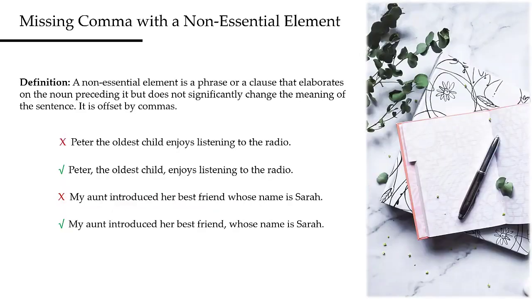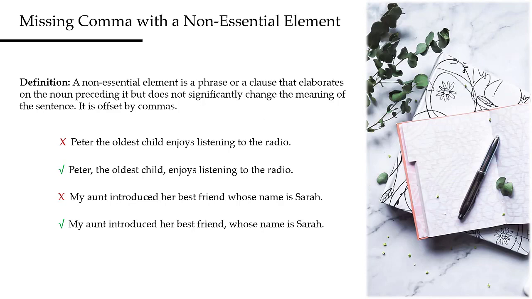Missing commas with non-essential elements are another common error. So a non-essential element is a phrase or a clause that elaborates on the noun preceding it, but does not significantly change the meaning of the sentence. These are offset by commas. So in short, sometimes we have extra information in the sentence that is essential to the meaning of the sentence. In other words, if we took it out, it would change the meaning of the sentence. And sometimes we have non-essential elements. Non-essential elements are set off with commas.